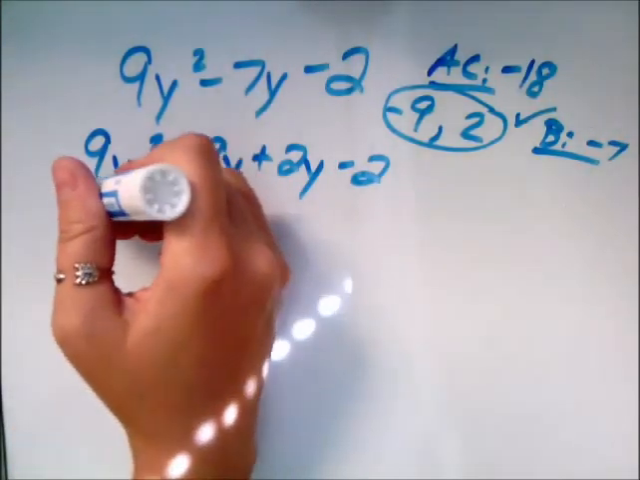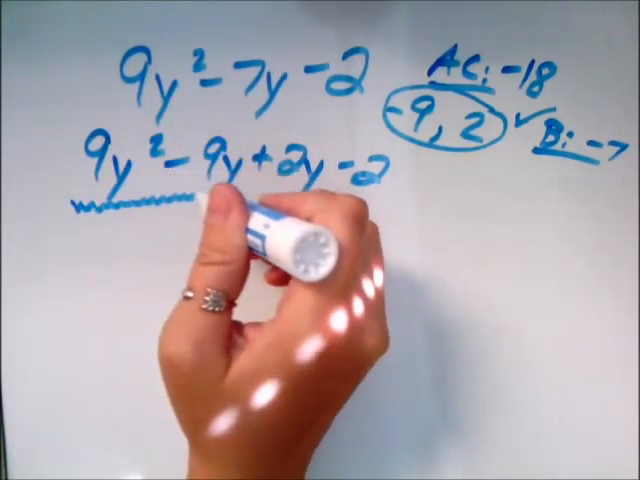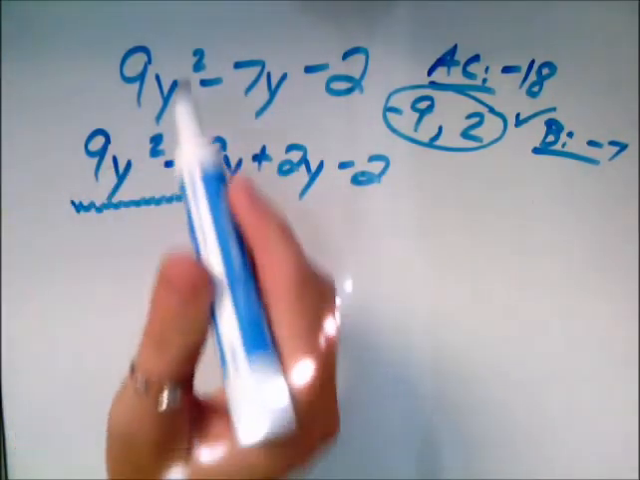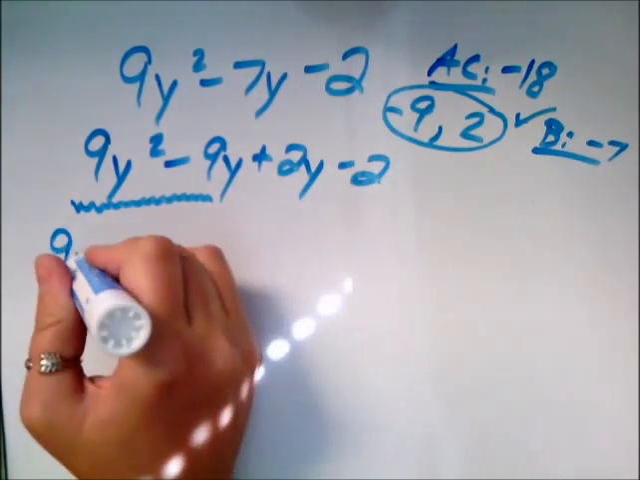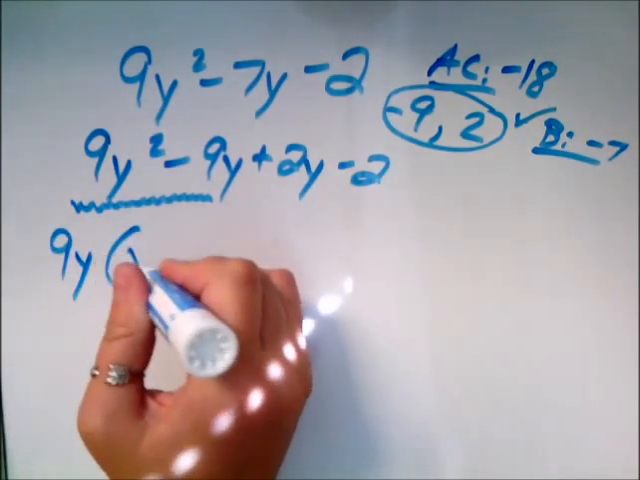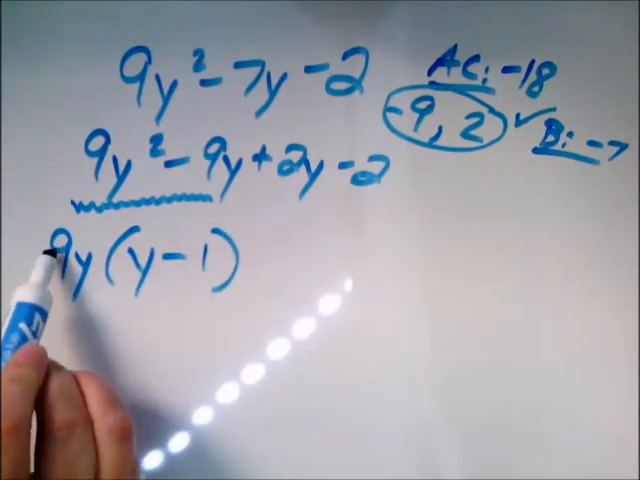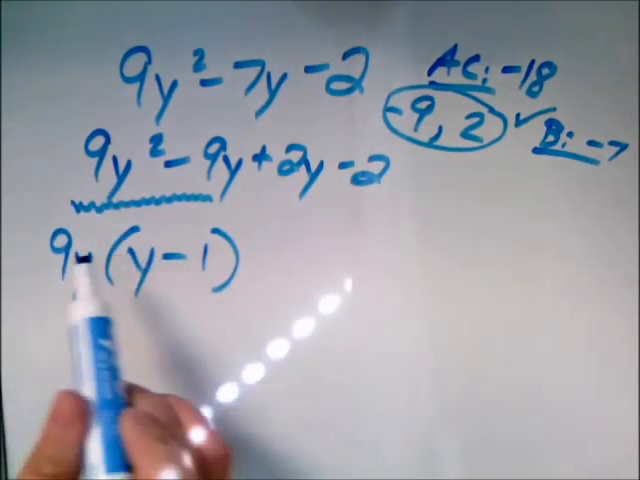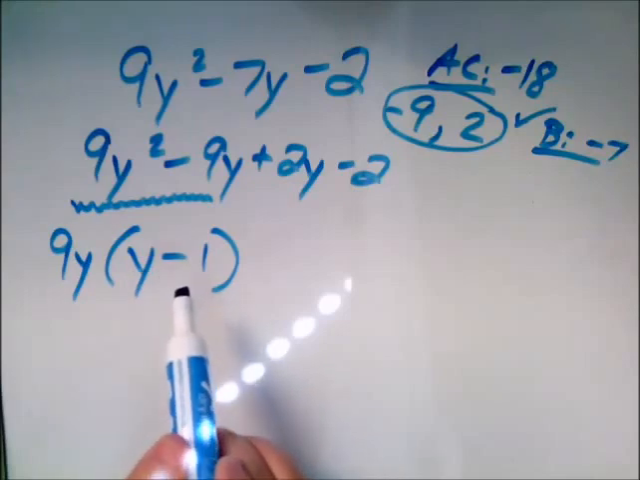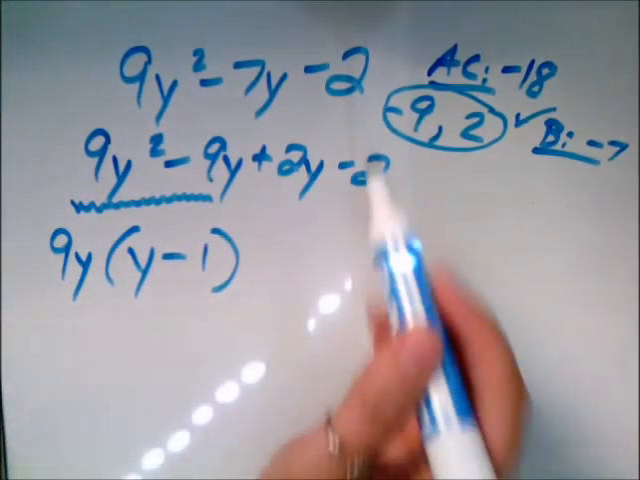All right, so now we can factor by grouping. What do these two have in common? Well, I can definitely factor a 9y out of both of them. And so I'll be left with y minus 1. And then check by multiplying, distribute it back in there. 9y times y is 9y squared. 9y times negative 1 is negative 9y.